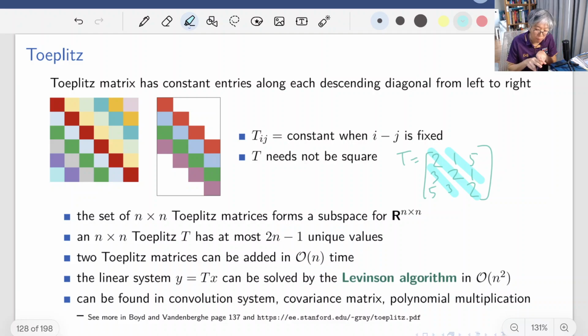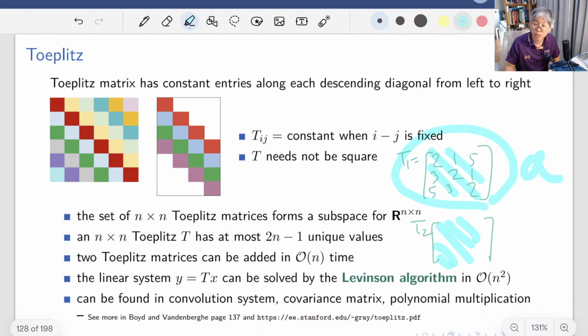This is T1, this is T2. If you add them up, it's still going to preserve the Toeplitz structure, right? And also, if you multiply a Toeplitz matrix by some alpha, the result is going to be Toeplitz. So that's why Toeplitz matrices form a subspace of R n by n.